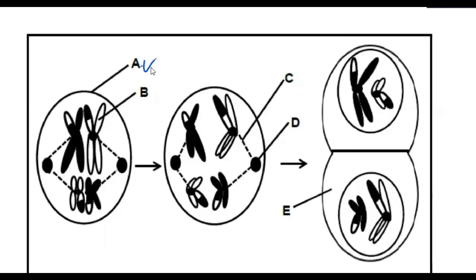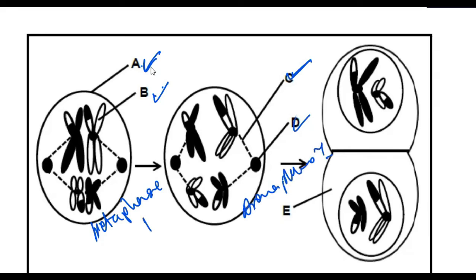What is A? In most cases, students confuse it with a nuclear membrane. This is not a nuclear membrane. You can't have a nuclear membrane when the cell is in metaphase. Therefore, this is the cell membrane. This is the chromatid, this is the chromatid. This is the spindle fiber, and then this is the centriole. So this is metaphase 1, while this one is anaphase 1.